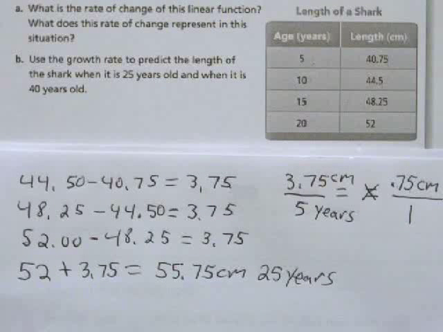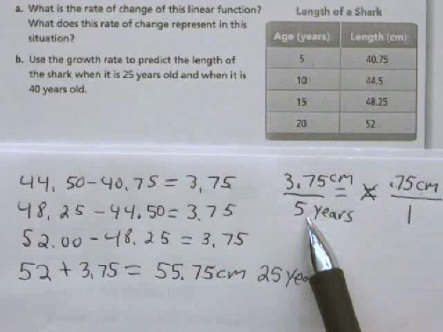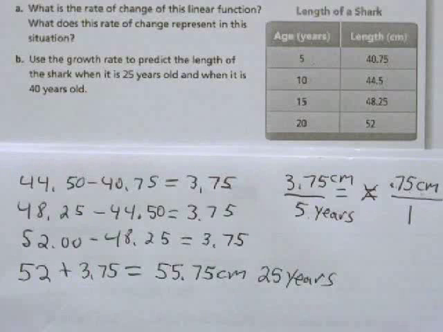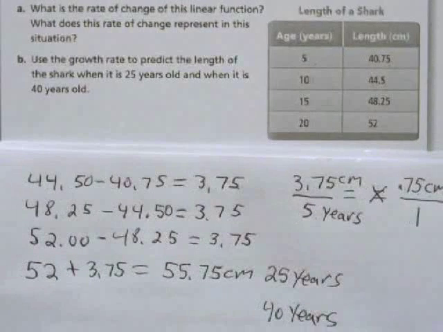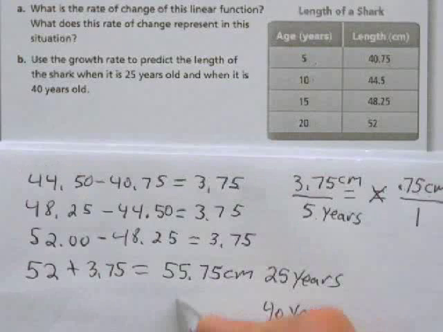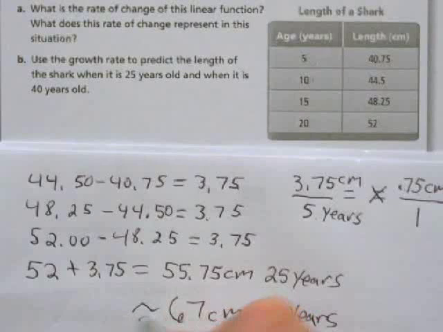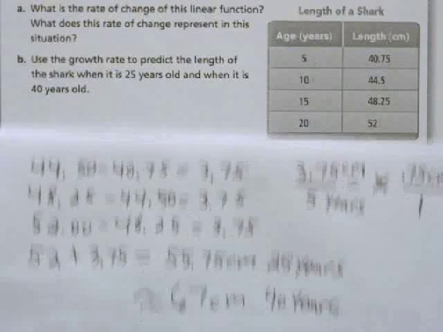And if you took this out to 40 years, in other words, if you multiplied this by 3, because 5 years times 3 would be 15 years, and 3.75 multiplied by 3 would tell you how much the shark would grow in another 15 years. And that would get you up to 40 years. I'm going to let you do the math. If you do the math and you come up with about 67 centimeters, it's an approximate, you'll know that you did it correctly. All right, sorry, you couldn't see that part, could you?